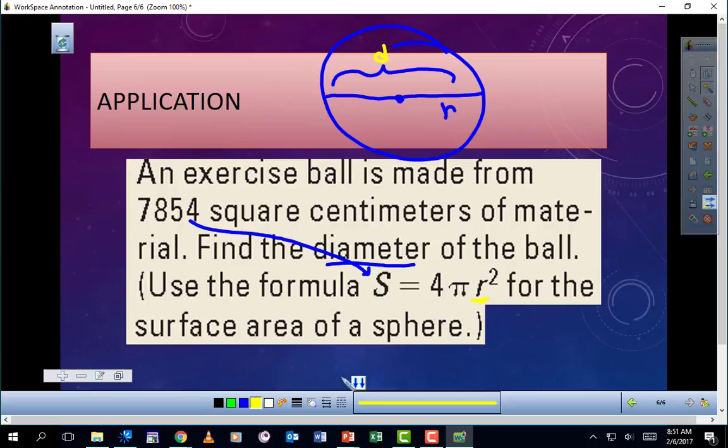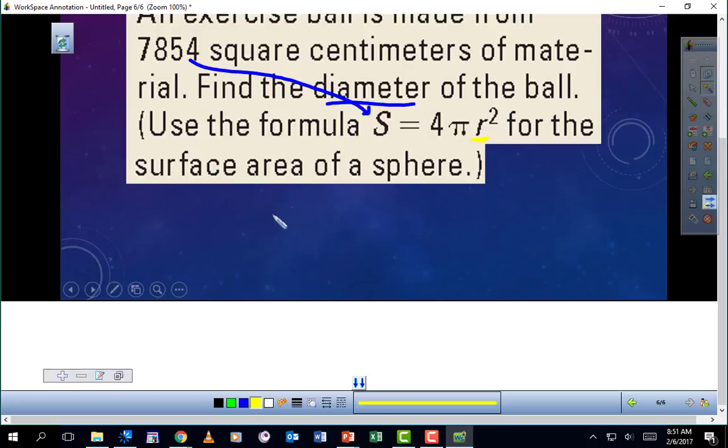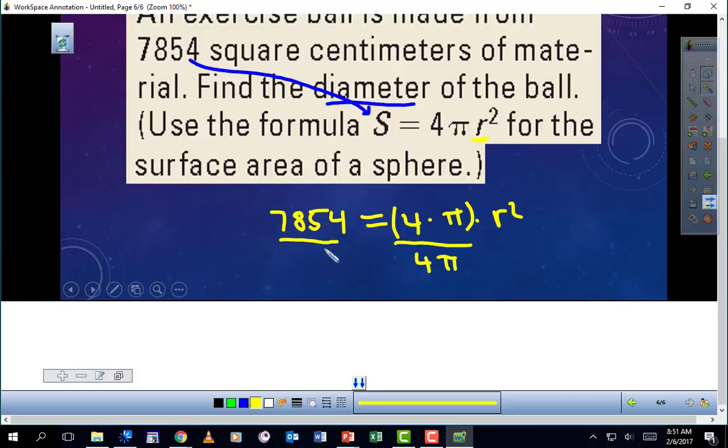Okay? So on this particular problem, we're going to write 7,854 is equal to 4 times pi times r squared, right? Well, we're solving for r squared, or we're solving for r, right? So why not get rid of this number, this 4 pi? Since these are all being multiplied, to get rid of them is to do the inverse operation, which is divide. So divide by 4 pi here, divide by 4 pi here. And be careful, you want to put this in parentheses down here. A lot of people make mistakes with their calculator.